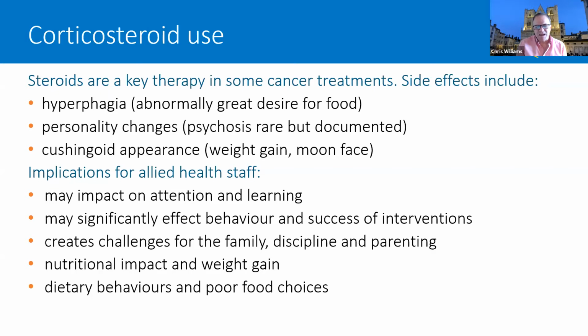And it can also mean that irritability or personality changes can actually impact on the success of interventions you may be doing in your allied health workspace. It can create challenges for the family, particularly around discipline and parenting. As I said, the nutritional impact and weight gain can be an issue, and dietary behaviours and poor food choices. And so from a nutrition point of view, it can be very challenging, even right through to late effects as a result of the hyperphagia and eating, and particularly eating the wrong foods, because most children on steroids will really want to eat things like salty foods, bacon and chips and stuff like that.